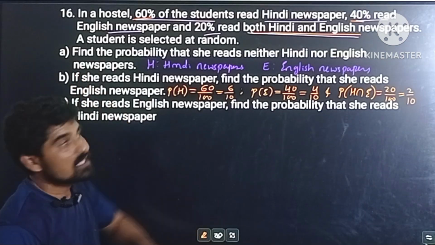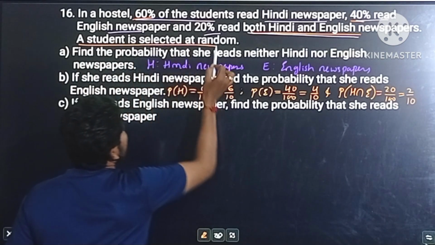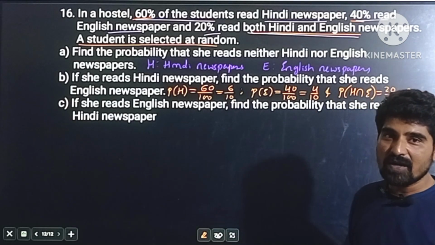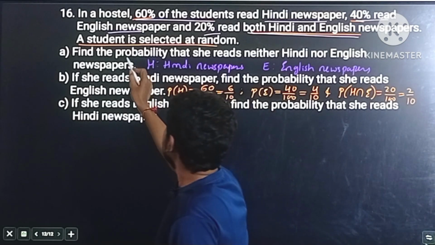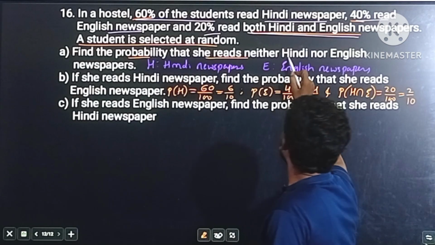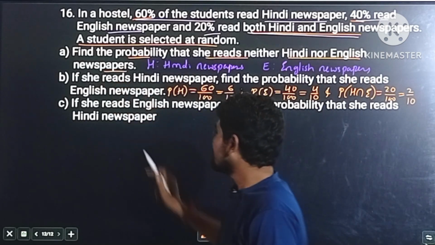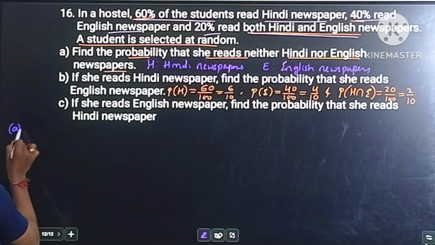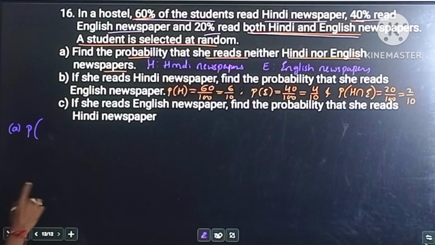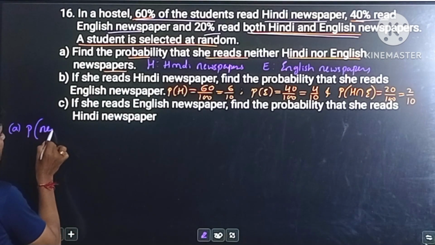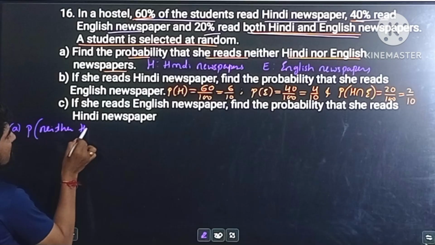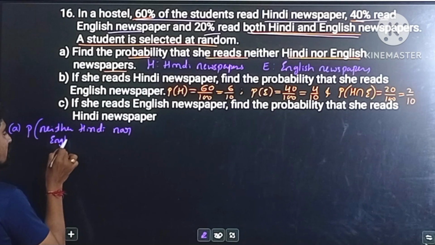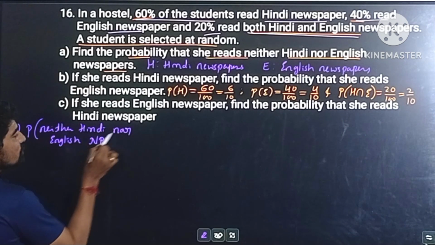See here, from this hostel, he is going to select one of the students at random, and we need to find the probability that she reads neither Hindi nor English newspapers. See here, in the first question, we need to identify the probability of the student who reads neither Hindi nor English newspapers.